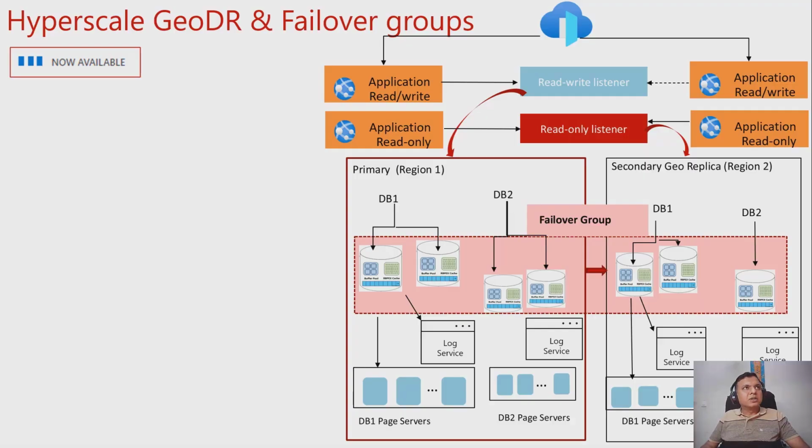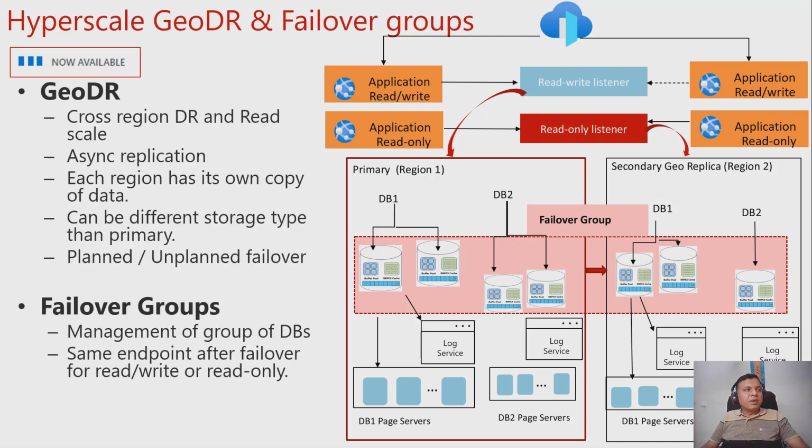First, let's talk about GODR and the failover group feature. GODR is a technology by which we can replicate a single database across regions. It can be within the region as well, but it defeats the purpose of disaster recovery. So in GODR, we will replicate a database from one region to another. And as you can see in the picture, we have shown failover group at the same time.